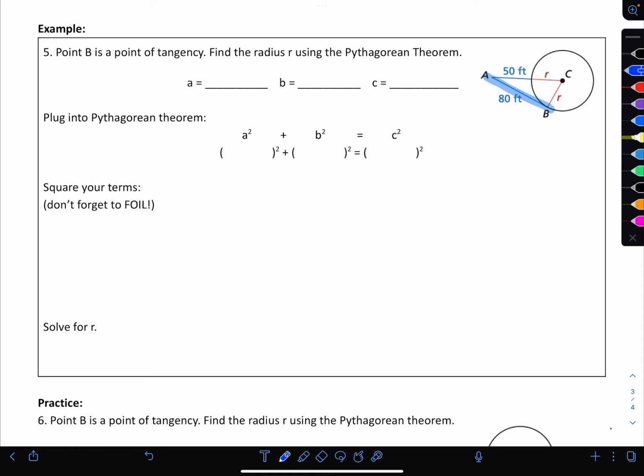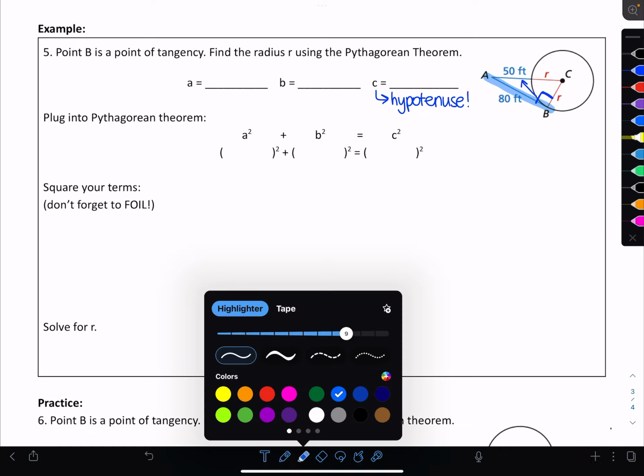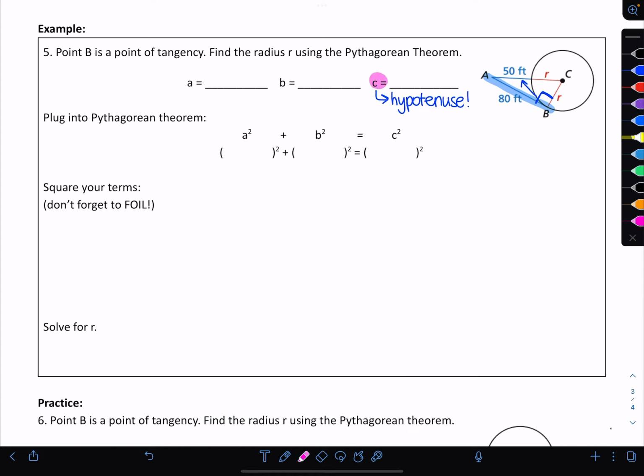We're going to set this up just like we did the last problems. Remember that C has to be our hypotenuse. So if we remind ourselves where the right angle is in our triangle, we can find our hypotenuse because it's across from the right angle. C here has to be this side that I'm going to highlight in pink here.